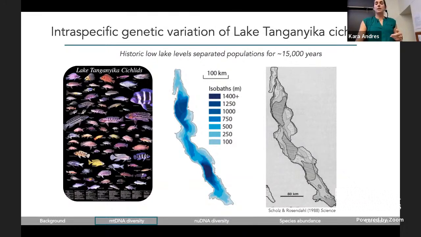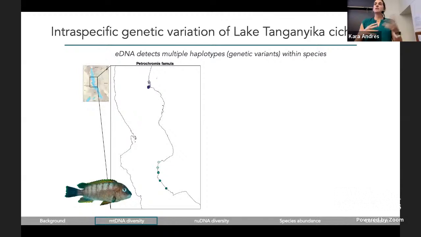So we went out and sampled environmental DNA at two of those subbasins. I'm showing the northern subbasin in purple and the southern subbasin in green. We sampled environmental DNA, amplified the ND2 mitochondrial gene region, and took all of the sequences that we could assign to, I'm showing you here, Petrochromis famula, just a single species, and retained that within-species genetic variation to start to understand spatial patterns of genetic variation in this species.